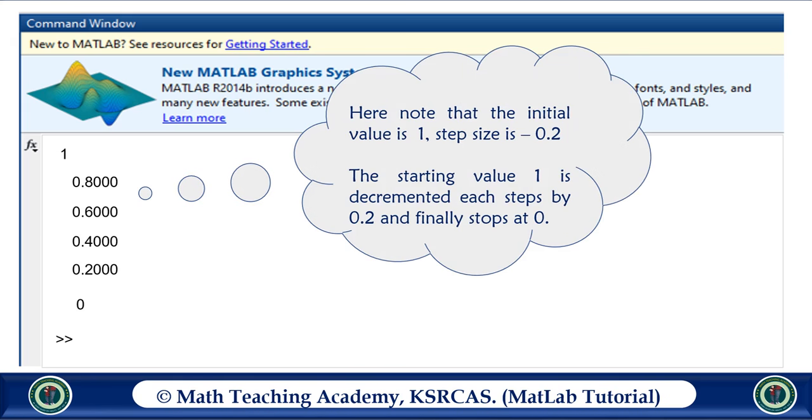Here note that the initial value is 1, the step size is minus 0.2, the starting value 1 is decremented in each step by 0.2 and finally stops at 0. That is why you got the output as 1, 0.8, 0.6, 0.4, 0.2, 0.